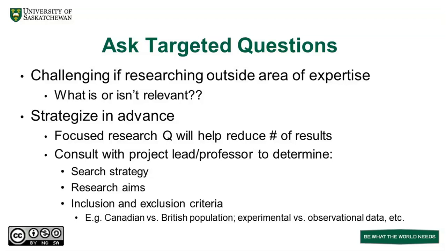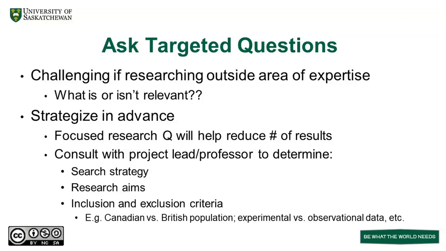Understanding what the research aims of the project are can also help inform your later evaluation of the literature. And also being aware of any inclusion or exclusion criteria. This is part of the expectations of a more formal systematic review. But in any sort of literature review, it's very useful to have a clear understanding of what I should be including and what is an immediate exclusion criterion.